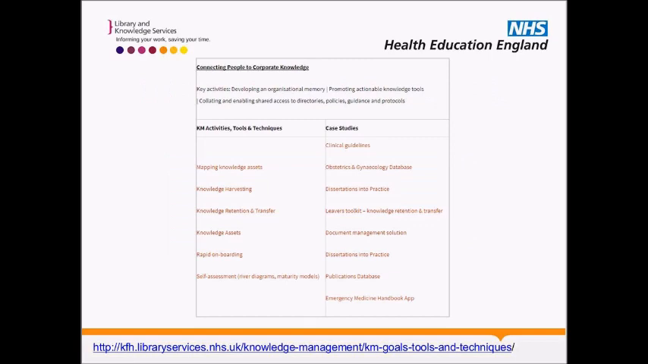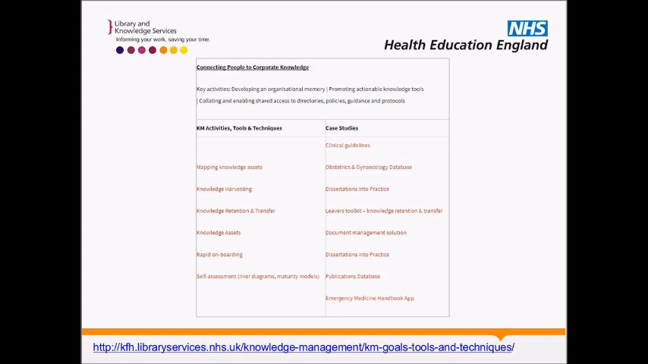This is a screenshot of the actual Knowledge Management Toolkit. Just showing you where the knowledge assets portion sits within the toolkit. Knowledge assets is considered as a connecting people to corporate knowledge activity, so best practice activity. Knowledge assets can be created at any point through the knowledge management cycle, so it can be a learning before, during or after activity, because it's where the results of all of those activities tend to sit.